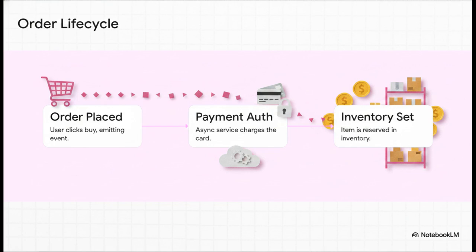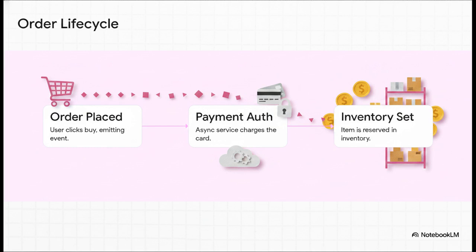In an old-school monolithic synchronous system, you have one massive transaction that desperately tries to validate the cart, charge the credit card, and reserve the inventory all at the exact same time. If any one piece fails, the whole thing rolls back. It's fragile. But in an asynchronous architecture, we break it down into discrete events.